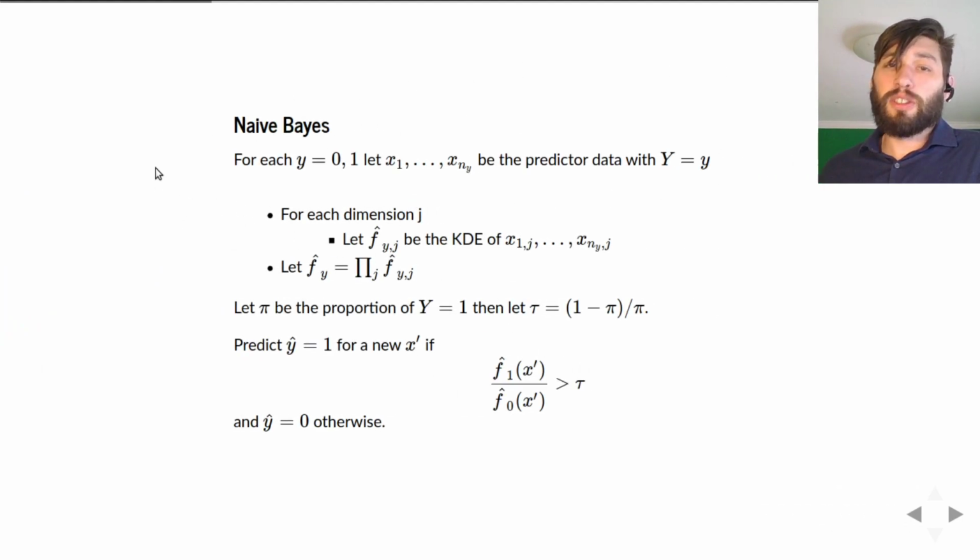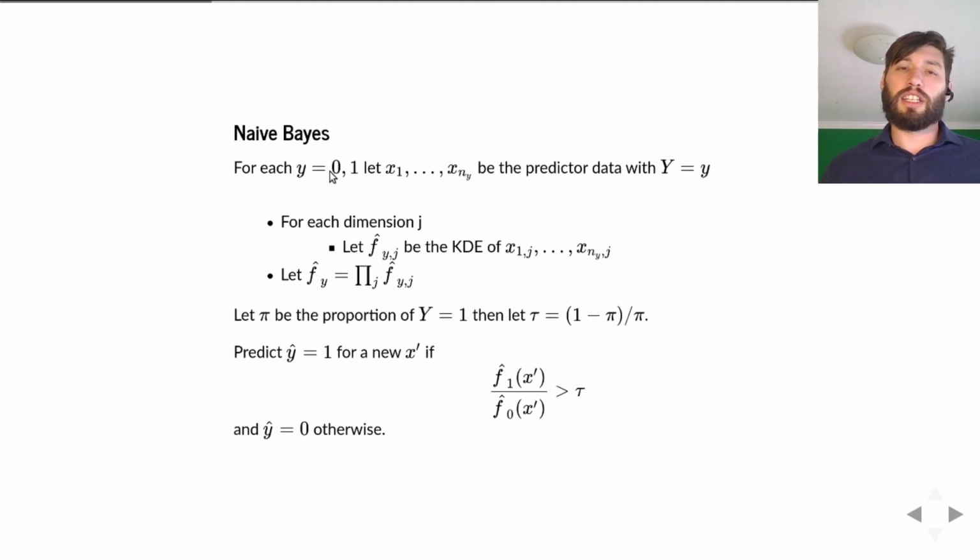So finally, this leads to the naive Bayes estimator. Let's bring it back to the classification context. The basic idea behind our classifier is that for each of our labels y, and in this case we're going to consider binary classification, for each of our labels being 0 and 1, we're going to let x1 to xny be the predictor data just for a given label, right?